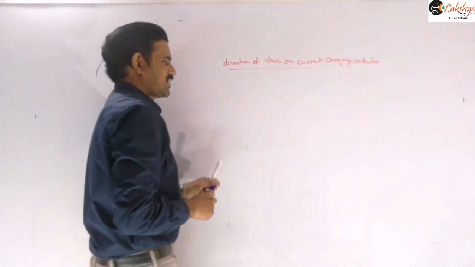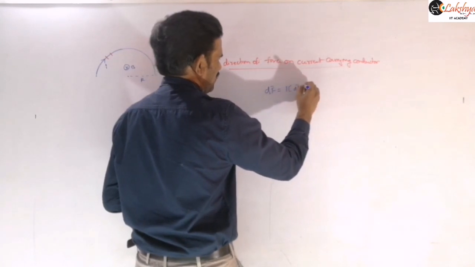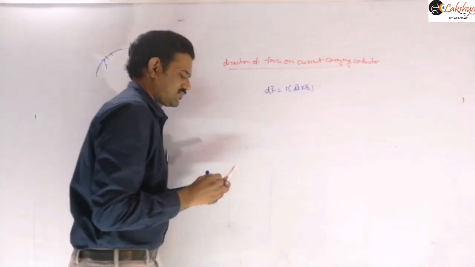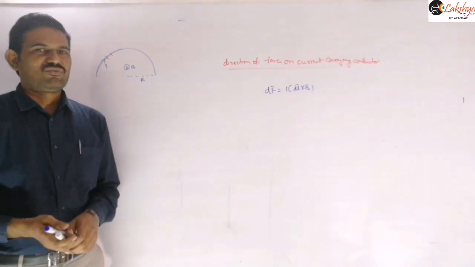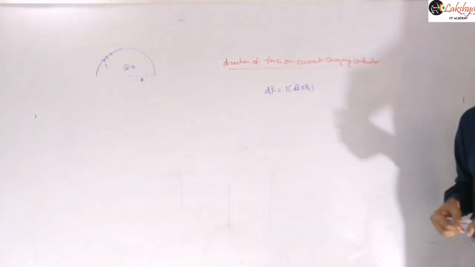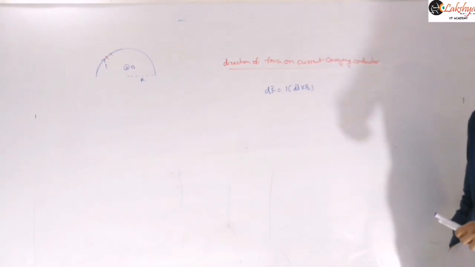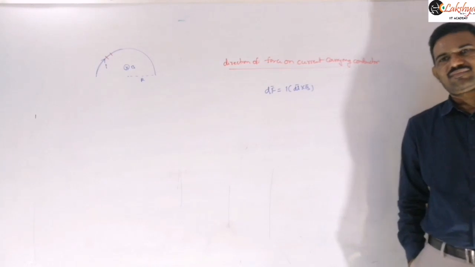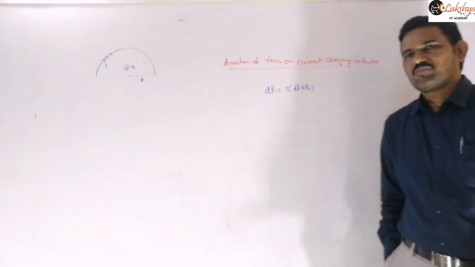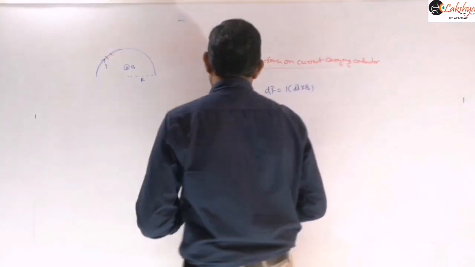You can find it by using the cross product rule: dF bar is equal to I into dl bar cross B bar. So the direction of force is always perpendicular to dl bar and B bar, which can be found by using the cross product rule, or by using Fleming's left hand rule.